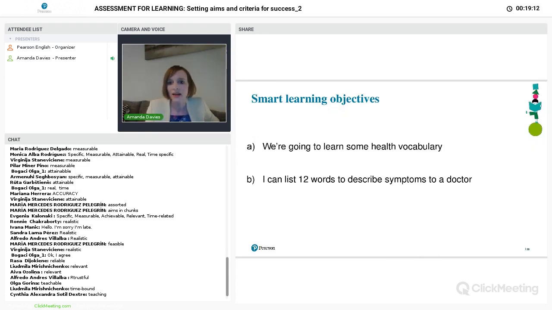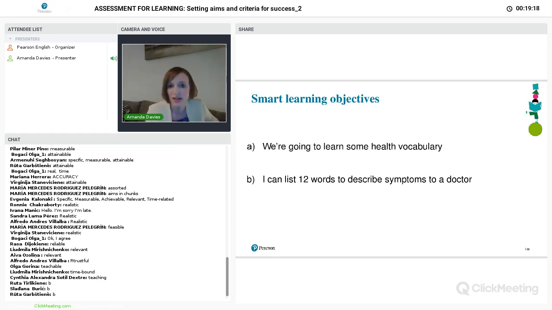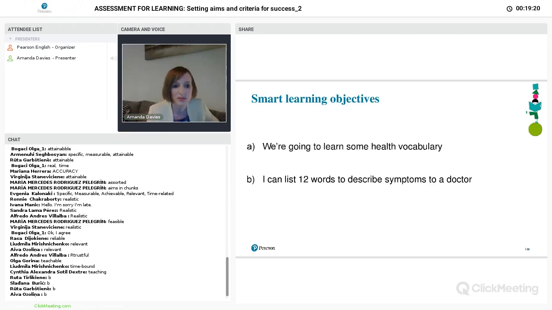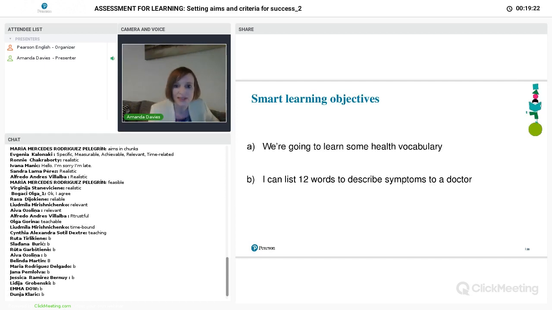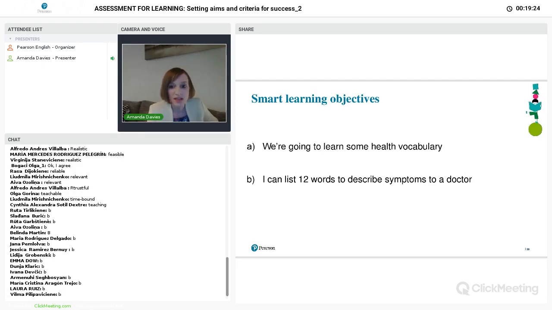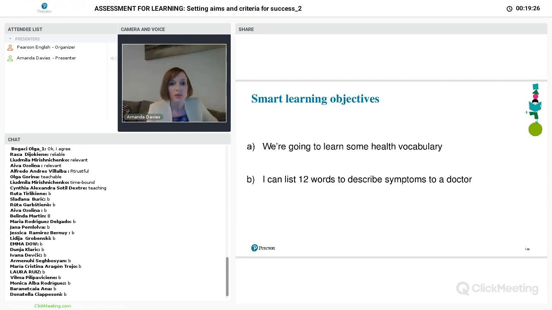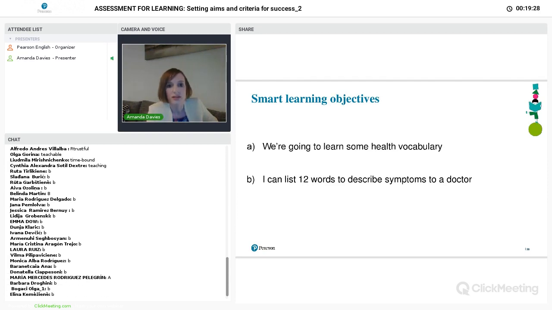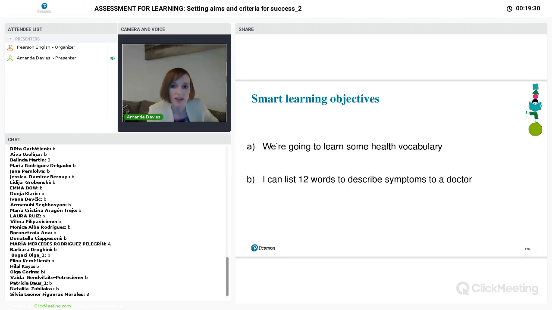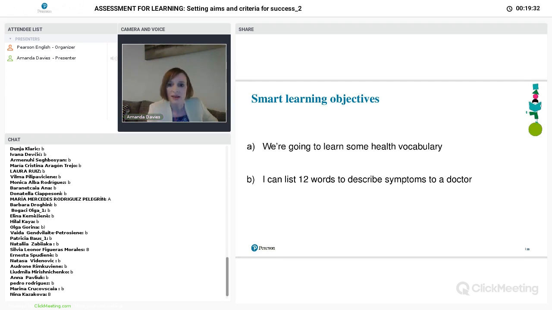So thinking about that, which of these would be the smart learning objective, A or B? We're going to learn some health vocabulary, or I can list 12 words to describe symptoms to a doctor. Of course, it's B, okay? So we know how many words, we know the context, it's going to see the doctor, and it's talking symptoms.